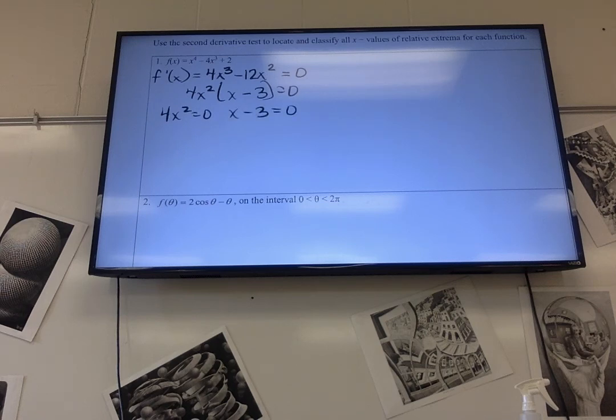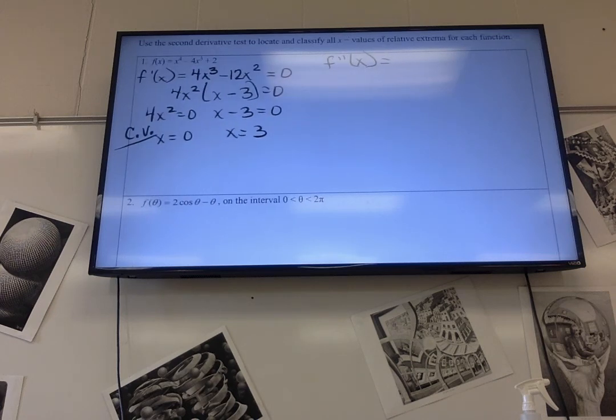We do, but we got to find the critical values first. So these are where we have possible relative maxes or mins. They're called critical values. So the second derivative is 12x squared minus 24x.